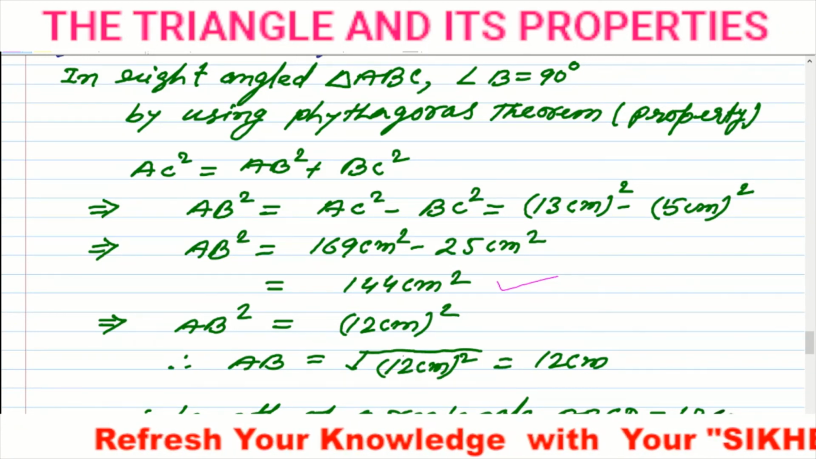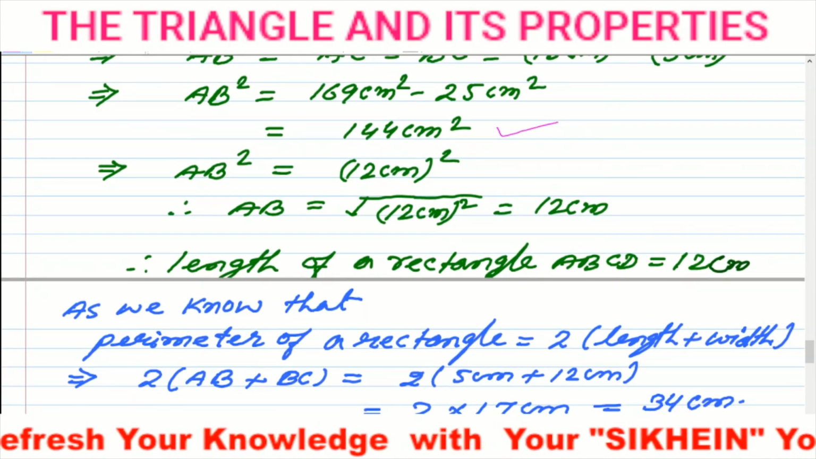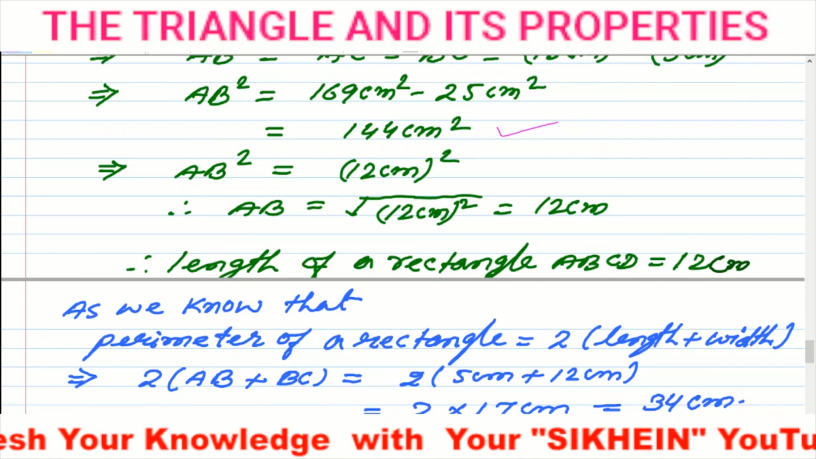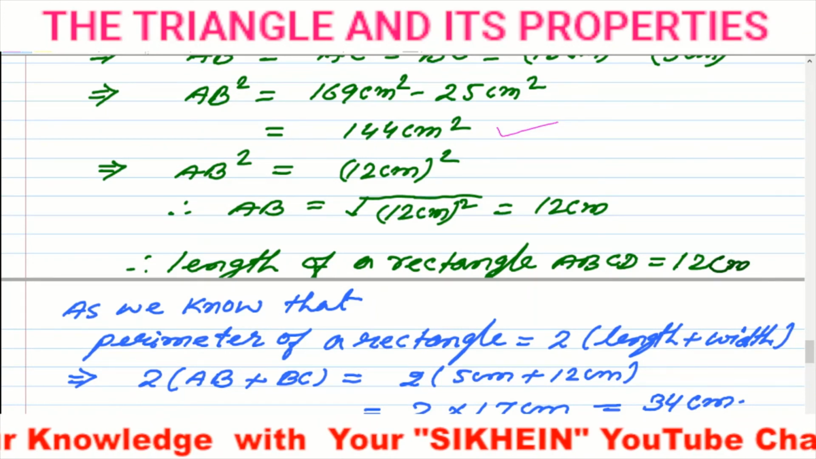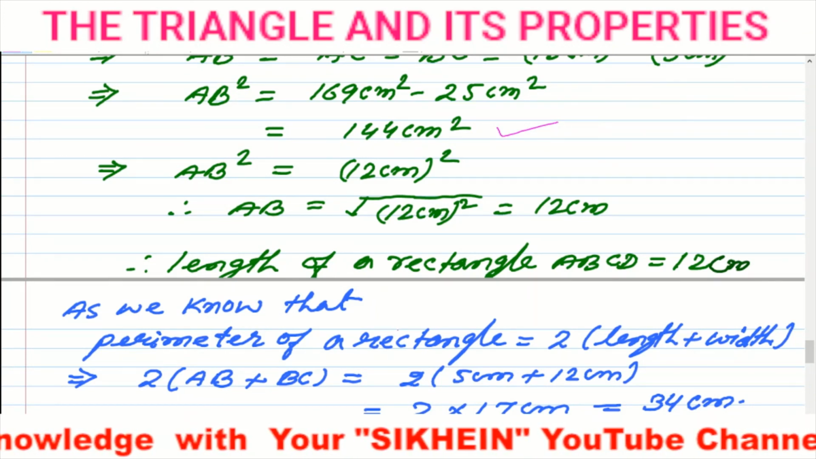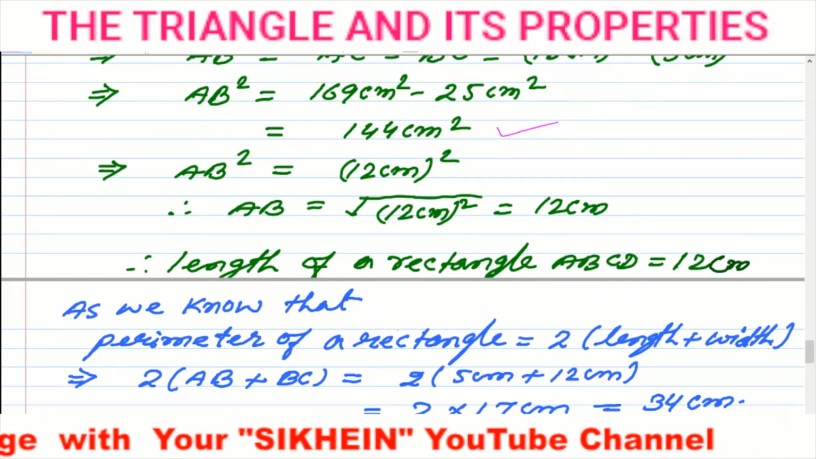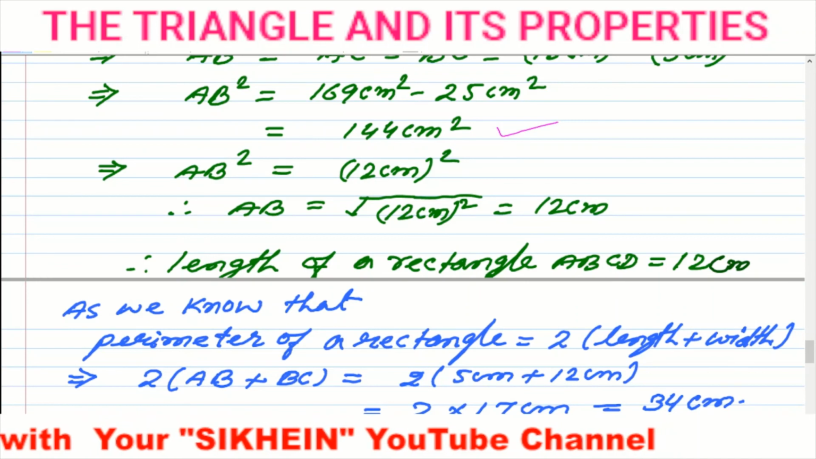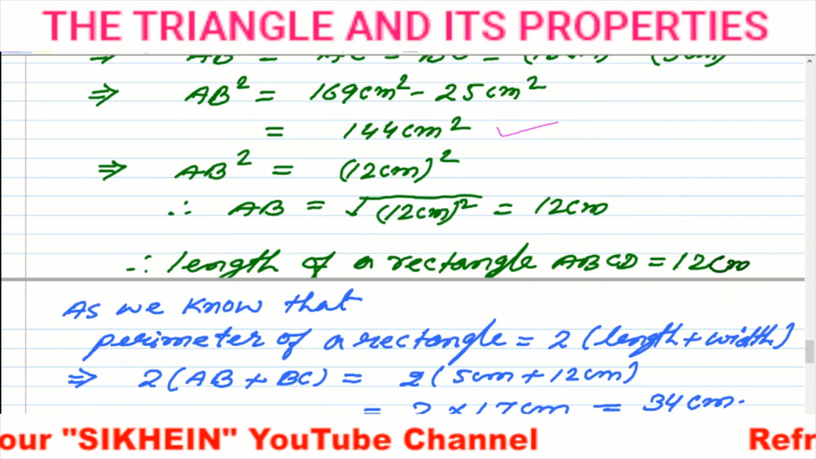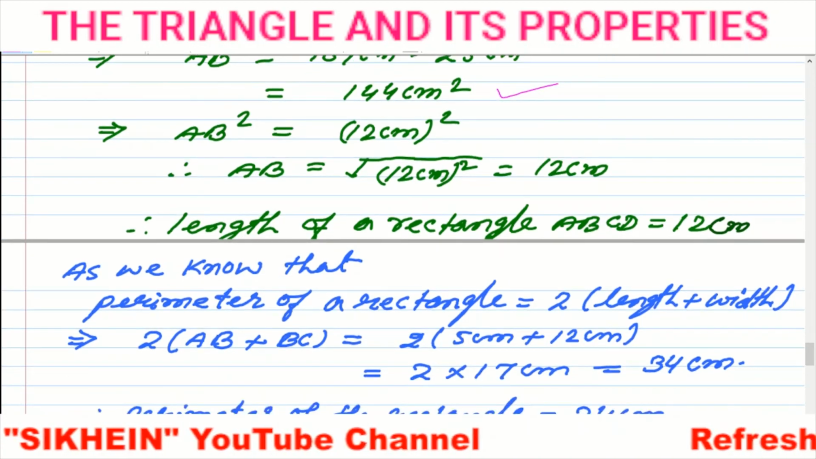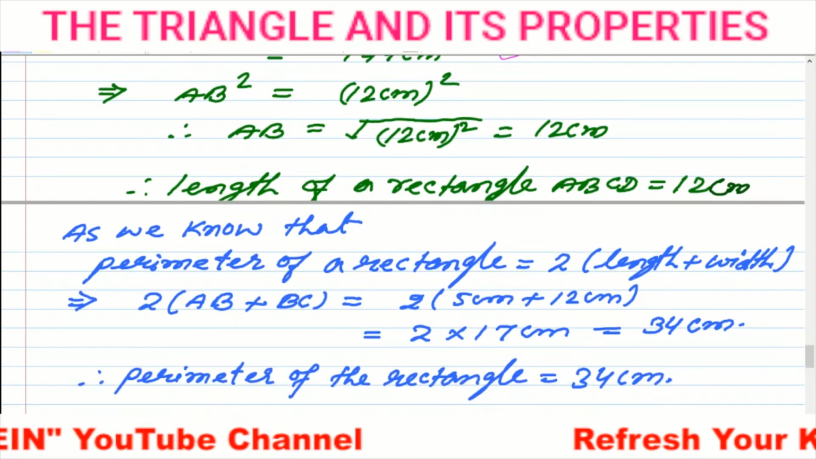Then it is easy to find the perimeter of the given rectangle. As we know, the perimeter of a rectangle equal to 2 bracket length plus width bracket close. Put the values: 2 bracket AB plus BC bracket close equal to 2 bracket 5 centimeter plus 12 centimeter bracket close, 5 and 12 is 17 centimeter, multiply by 2 we get 34 centimeter. Perimeter of the rectangle as per the question is 34 centimeter, right?